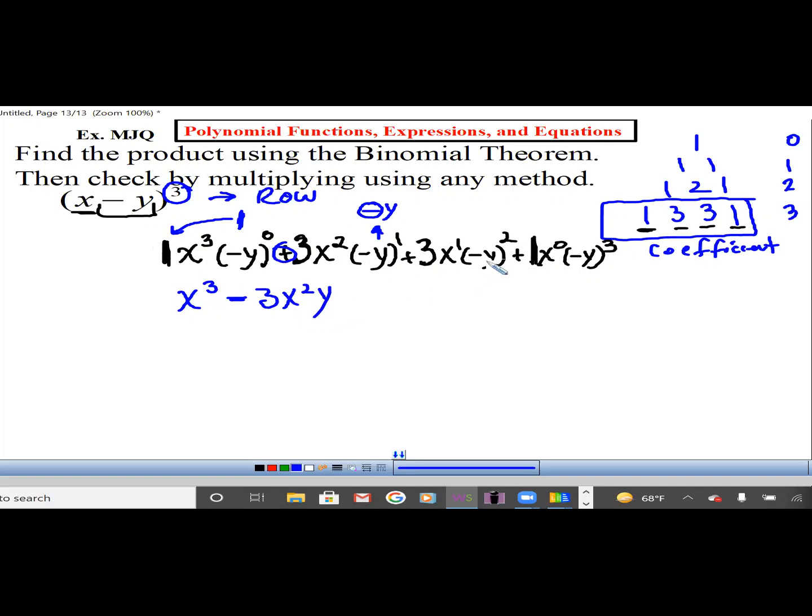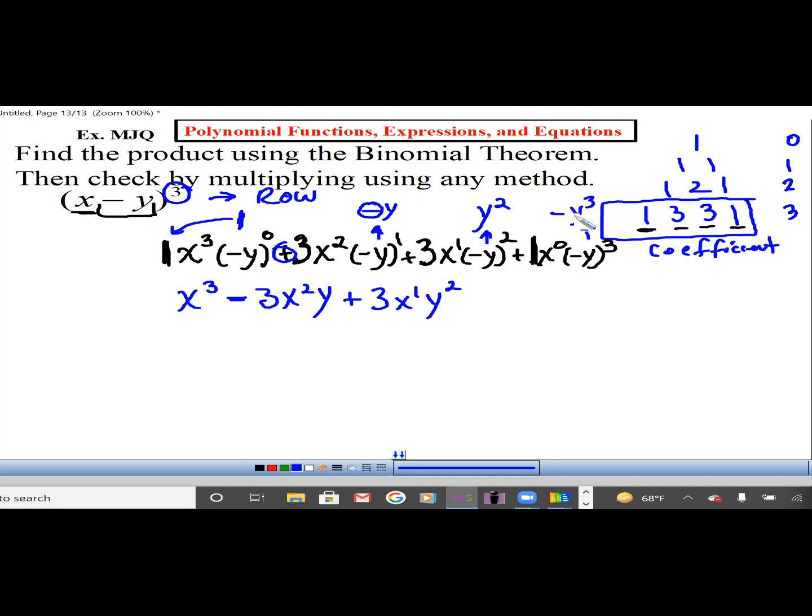Next, this one, negative y to the 2nd. Negative y times negative y is positive y squared. That became that. Since all of them are positive, I'm going to write 3x to the 1st and y to the 2nd. And last but not least, negative y times negative y times negative y. Negative times negative times negative is negative y cubed.